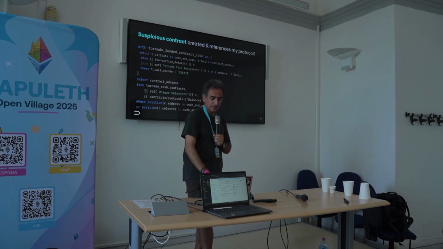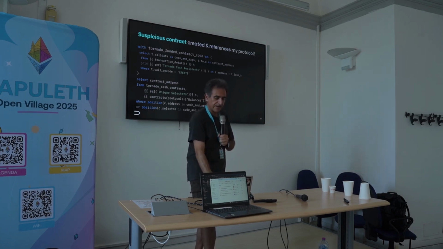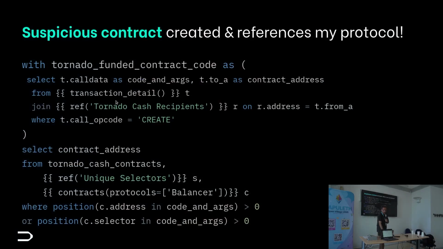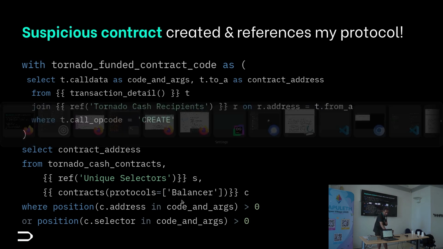No. Okay. So by the way, this is a very standard query. We have a subquery for Tornado Cash recipients across all chains. It's very standard to say, is anyone who's funded by Tornado Cash calling my protocol? In this particular case, is anyone funded by Tornado Cash calling any smart contract that is under the Balancer protocol? This is very easy to write. But let's go and look at actual examples and see if we can get something out of that.